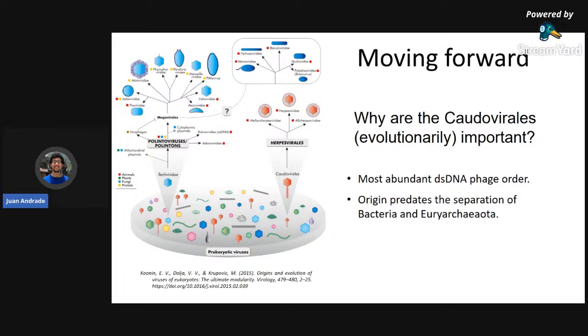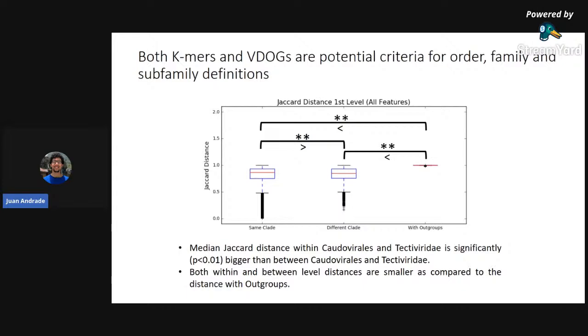And what we want to do here is not only use VOGs, but also take a look at how K-mer frequencies can help and complement VOGs to generate an approach to viral classification. So the results are still inconclusive. We're still working on that.